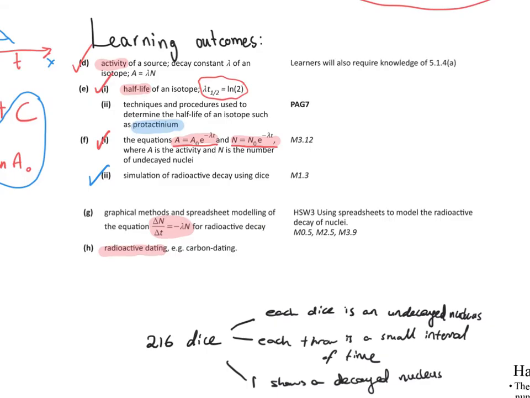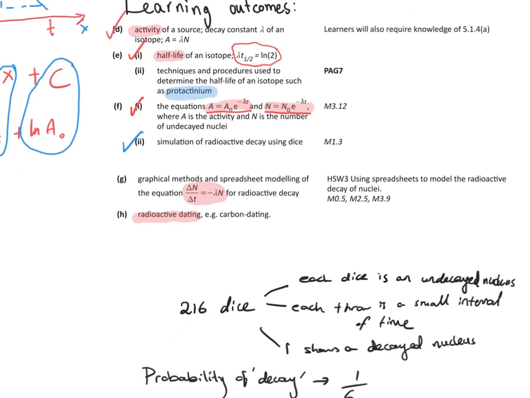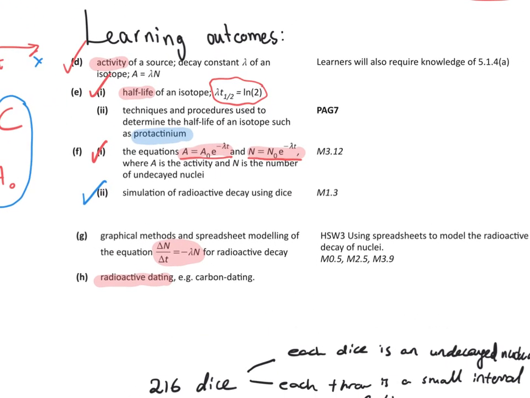Okay, so we have looked at techniques and procedures to determine the half-life of an isotope such as protactinium. Now, a few points left. This is a bit hard to do through a video, but I'll just briefly go through it only. I won't spend too much time on this. And then we'll look at radioactive dating as well.